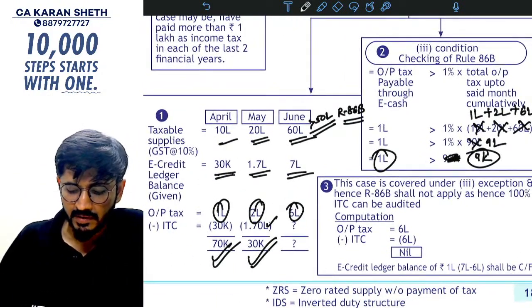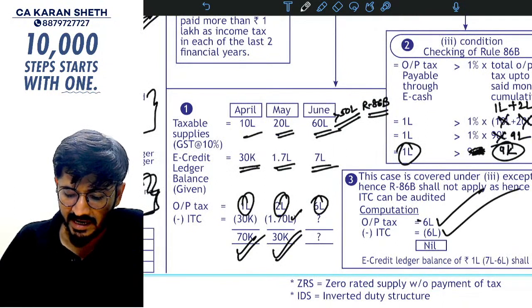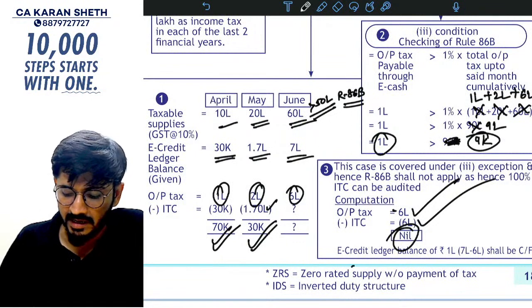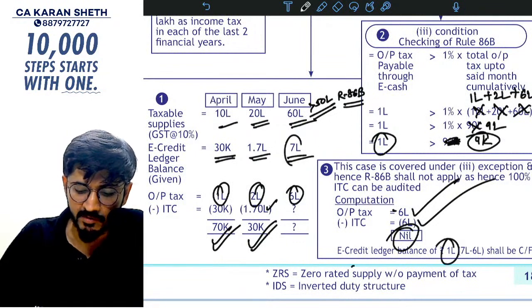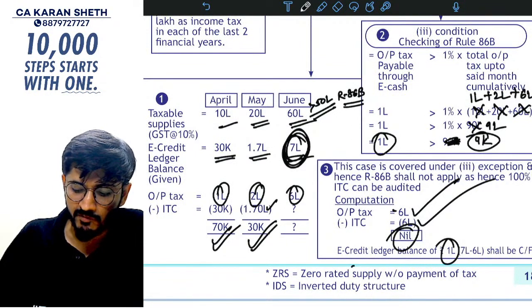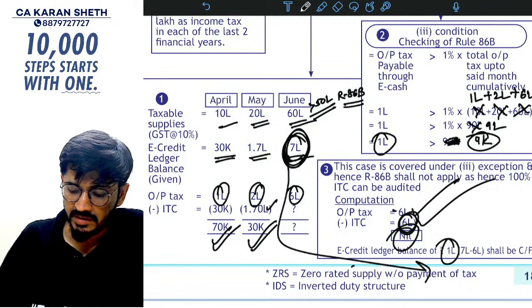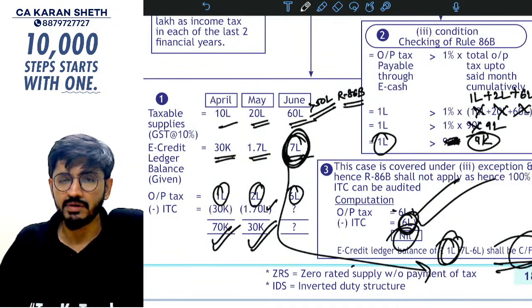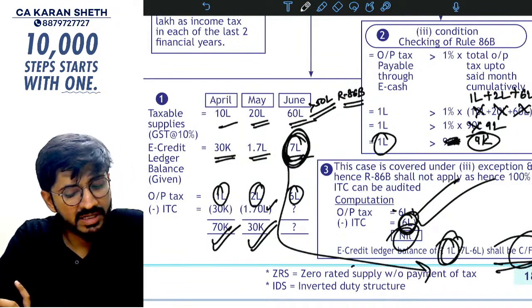Okay. So here 6 lakh ITC nil. And the e-credit balance of 1 lakh, because understand here you have 7 lakhs, but you have used only 6. So in that case 1 lakh will be carried forward in the next tax period. Very simple.